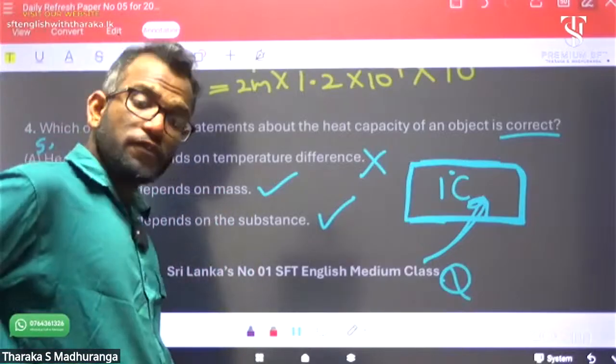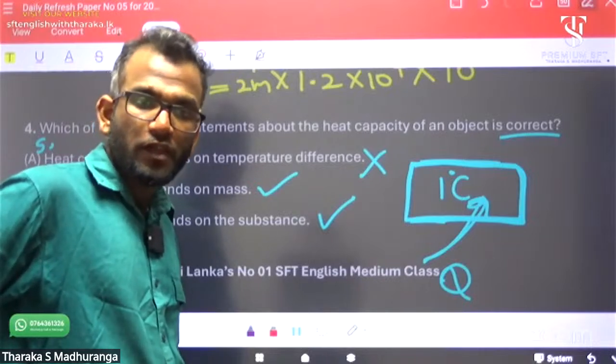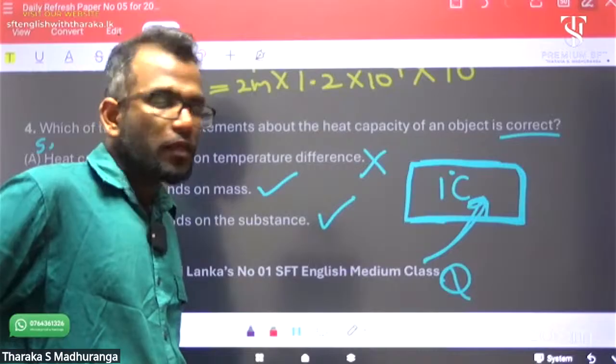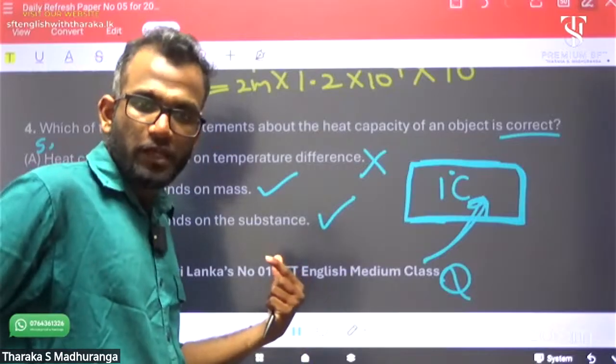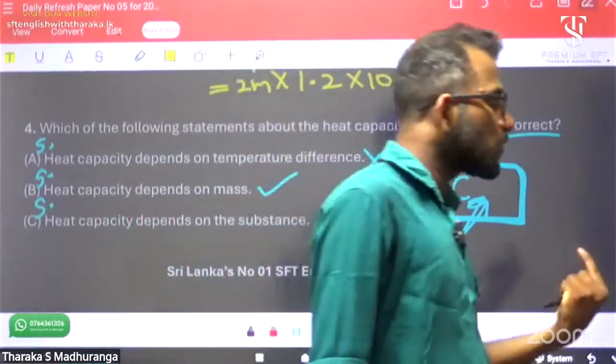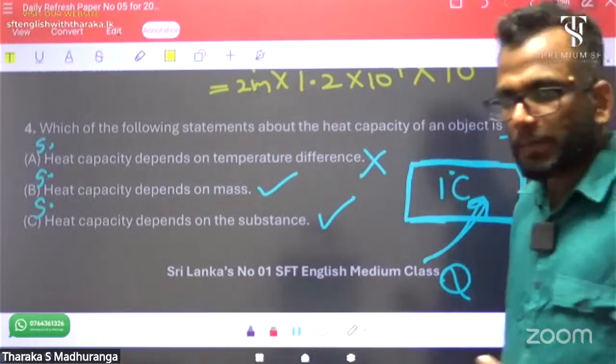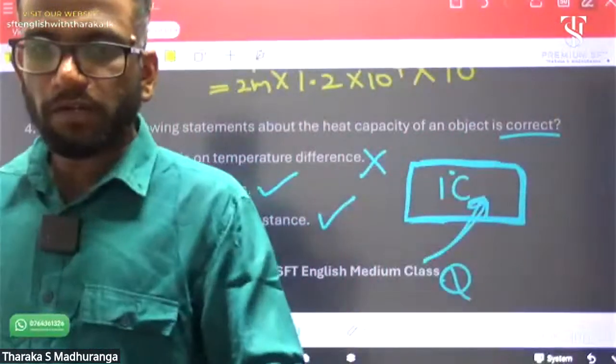But then definition again, I'm going to pull up. You can use the definition. Sanya, the specific heat capacity. Tanya, what do you think? Correct or wrong? The specific heat capacity depends on temperature difference.